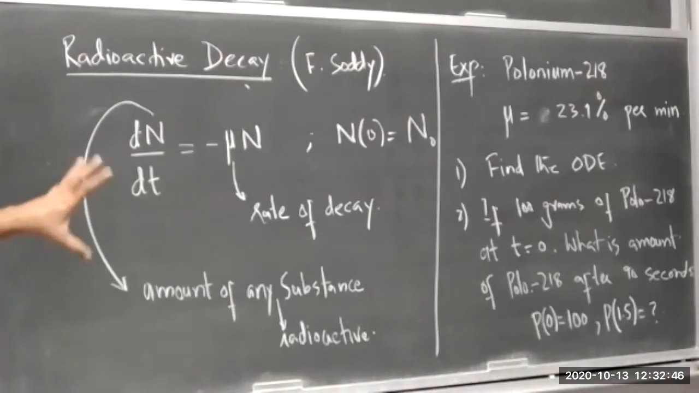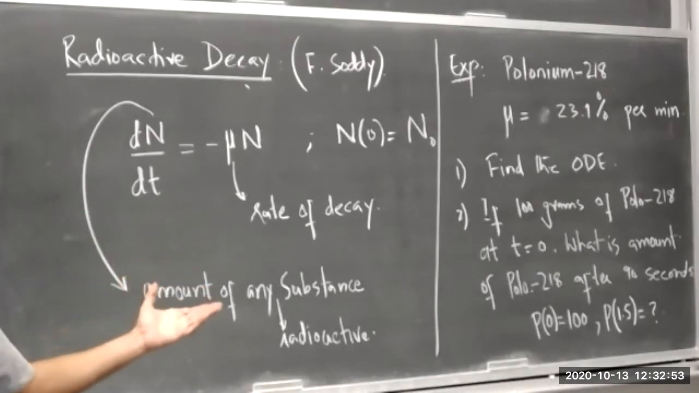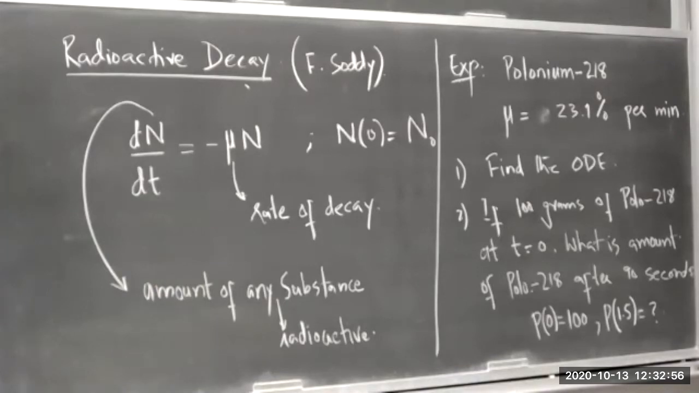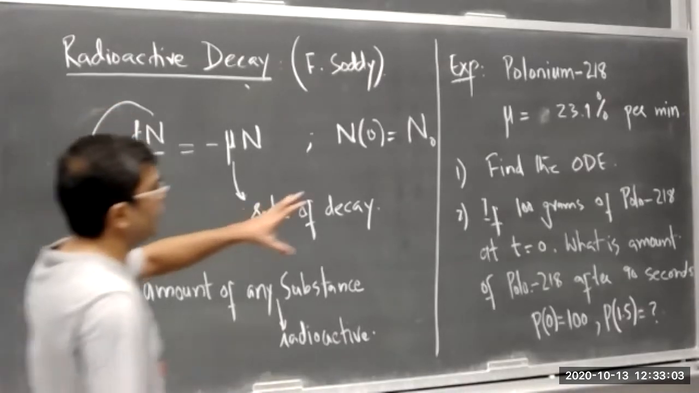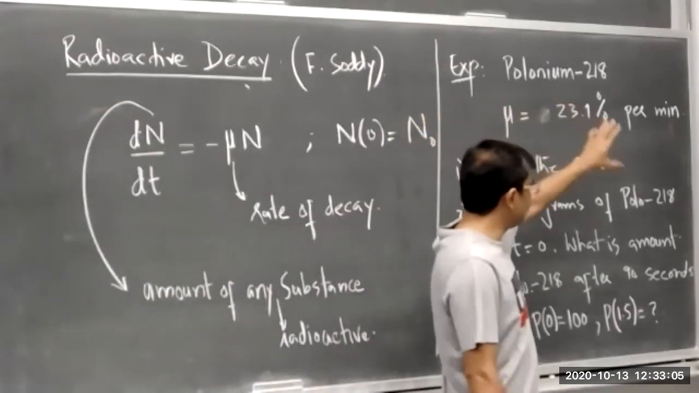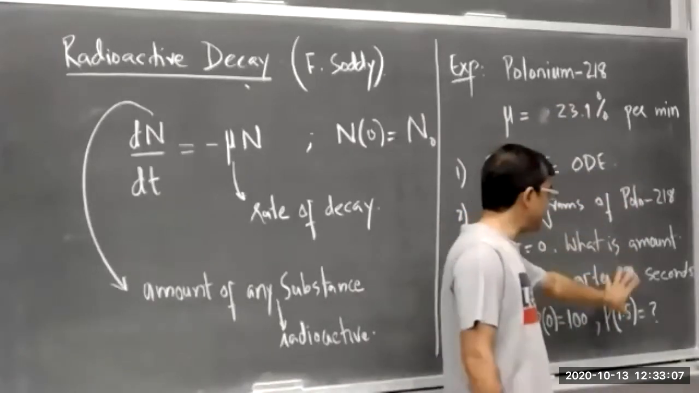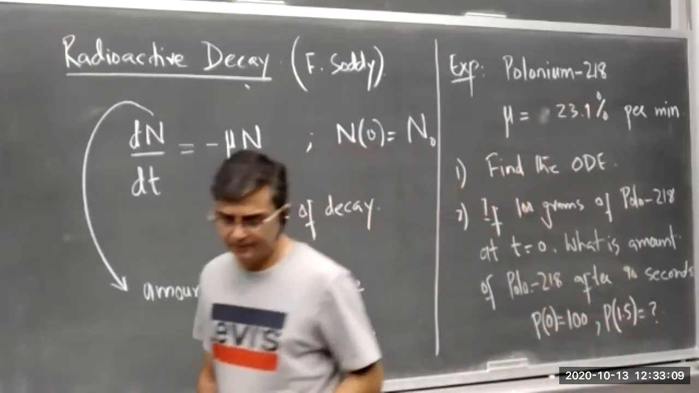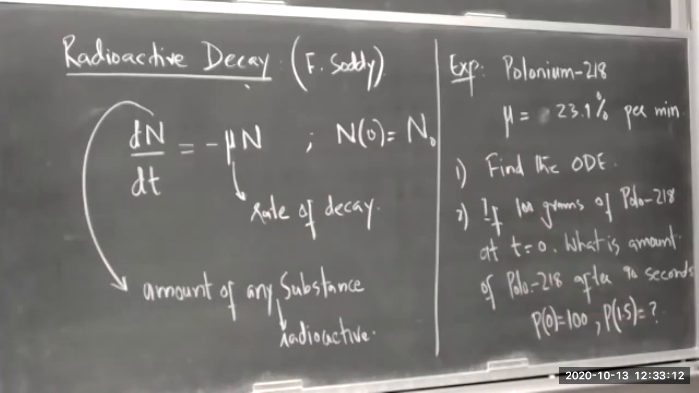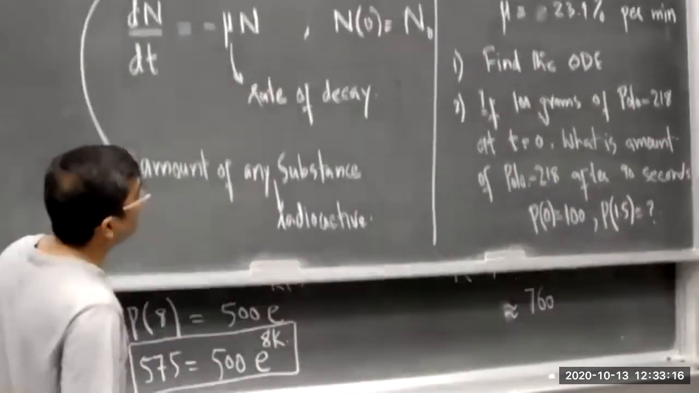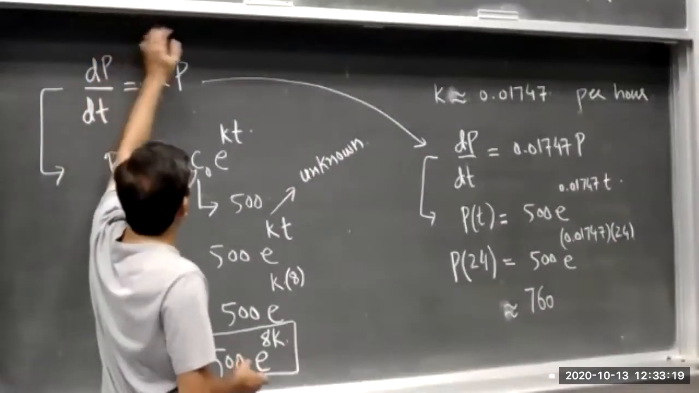Either the rate of decay should be in seconds, or the thing which you have to compute should be in minutes or seconds. Whatever it is, both should be in the same units. Because the rate is given in per minute, we converted this 90 seconds into minutes. Okay, the rate is given to us in per minute, so it doesn't have any problem.